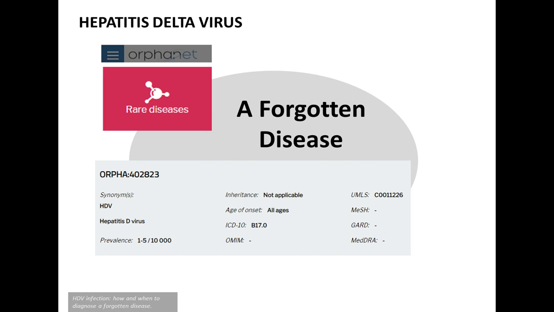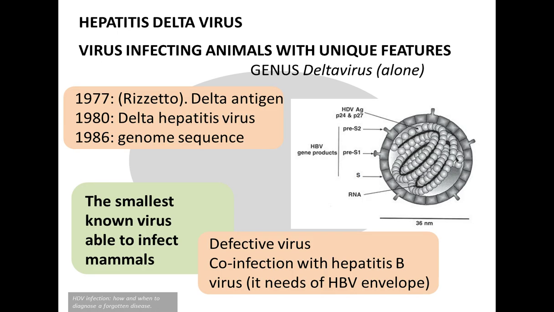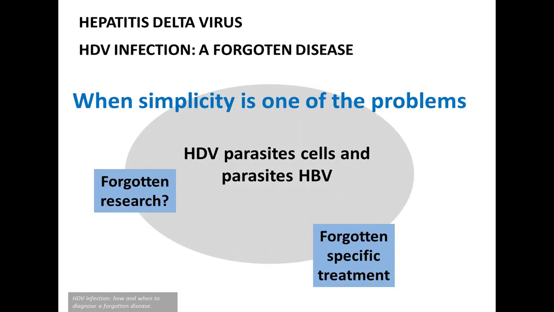As I have mentioned, the hepatitis delta virus infection is considered a rare and forgotten disease by the Orphanet web. This virus is not only rare because of its apparently low frequency, but also, as we have seen, due to its particular structure and taxonomy. This defective virus, fairly described in the 80s, which co-infects with hepatitis B virus, is the smallest known virus able to infect mammals, and is also the unique virus of the Delta virus genus. The genus has not been assigned to any taxonomic family.